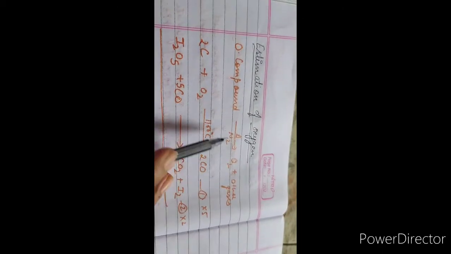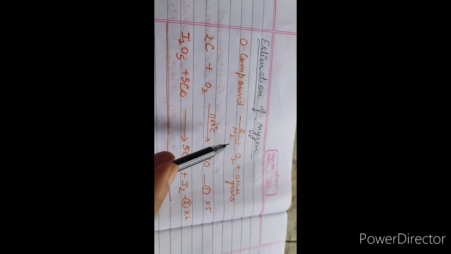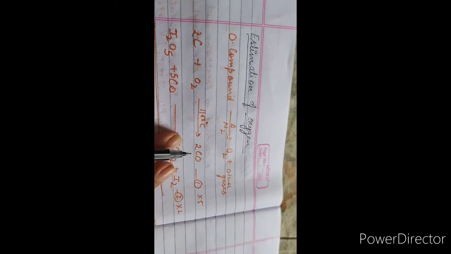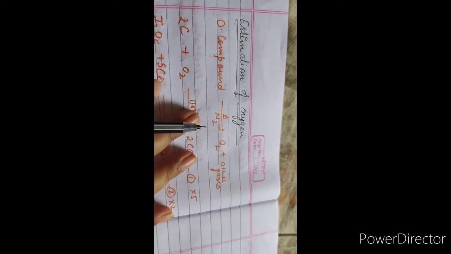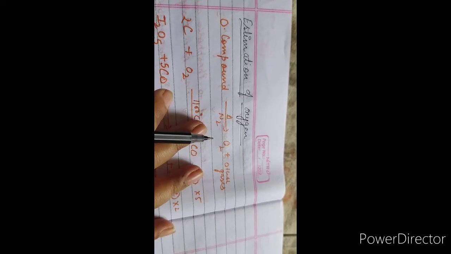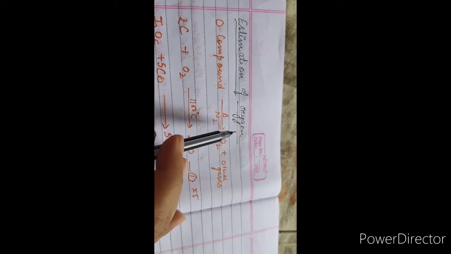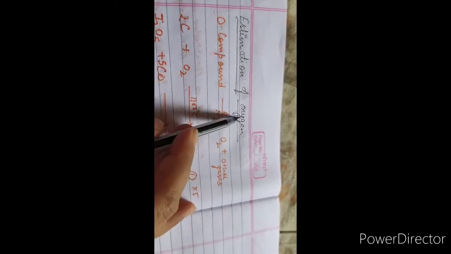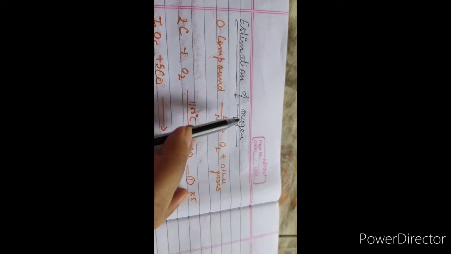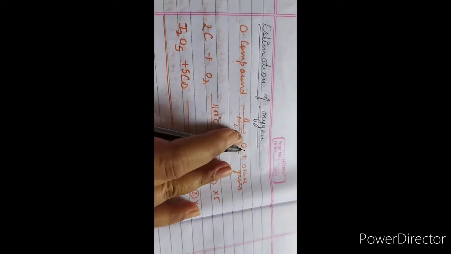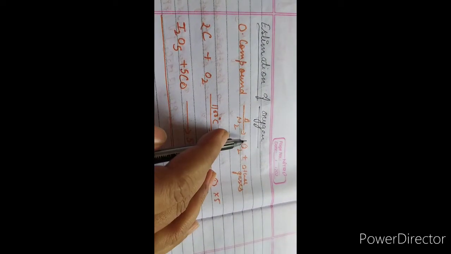Dear students, in this video we'll deal with the estimation of oxygen. One method we can use is to determine the percentage of all the other elements in the organic compound, and if you deduct that from 100, we can automatically get the percentage of oxygen. Now there is another method, where we can directly determine the percentage of oxygen.